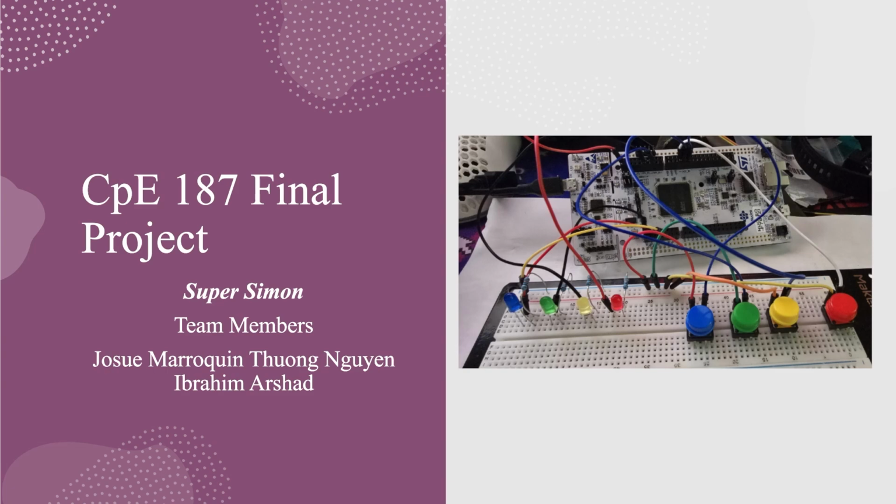Hello, this is our CPE 187 final project. It's called Super Simon, which is modeled after a popular game. The team members are as follows. My name's Josue Marroquin. I'm Thuong Nguyen. And my name is Ibrahim Arshad.